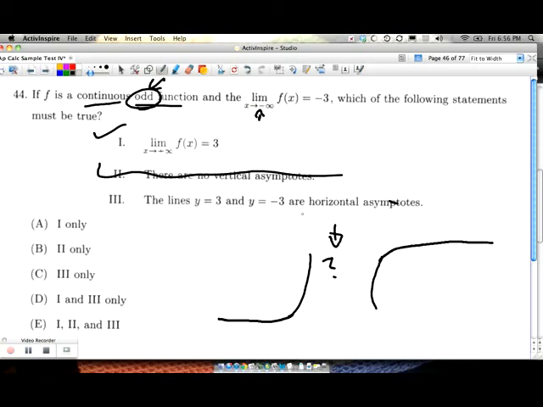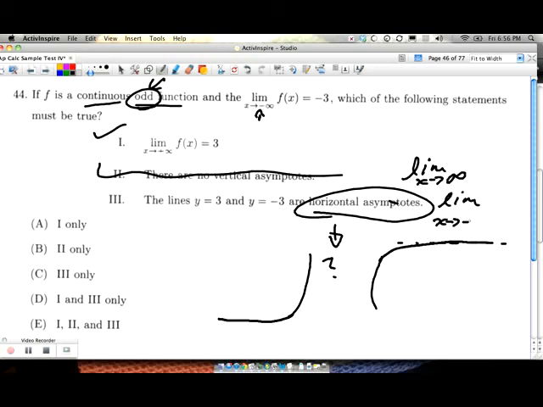The lines y equals 3 and y equals negative 3 are horizontal asymptotes. You betcha. Because a horizontal asymptote has to do with the limit as x goes to infinity, or the limit as x goes to negative infinity. And we showed that one of these is 3 and one of these is negative 3. So yes, those are both horizontal asymptotes. 1 and 3 only. Because it says which of the following statements must be true. And it could be true, but we don't know. In this case, we're going to say no.